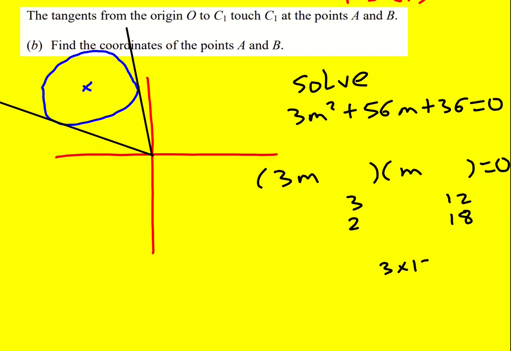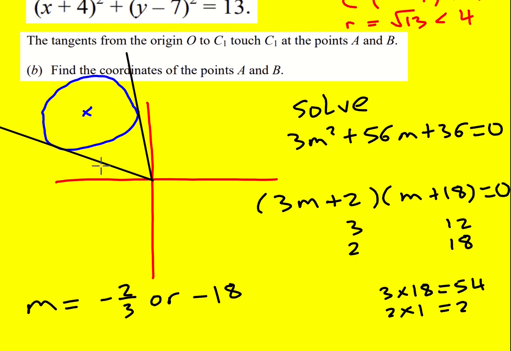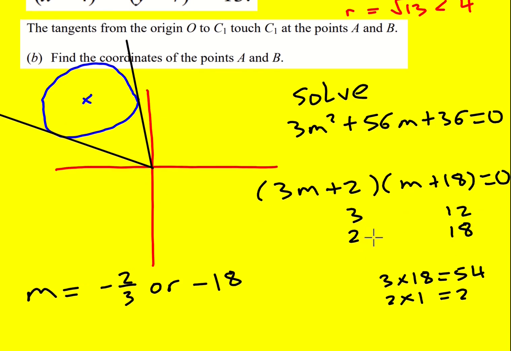So 3 times 18 is 54. And then 2 times 1 is 2. So that is going to be what we have to go with. m plus 18 and 3m plus 2. So m is going to be -2/3 or -18. This is good because you could see from the diagram that we've got negative gradients, and one's going to be steep and one's going to be much less steep.